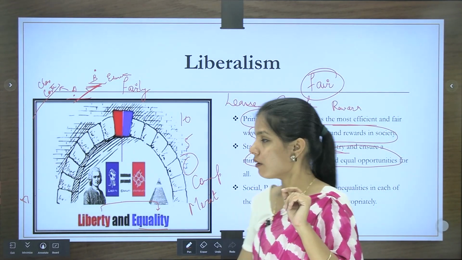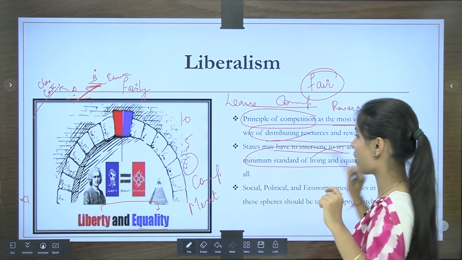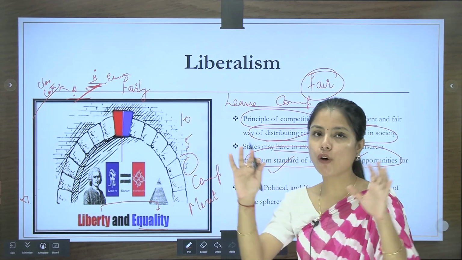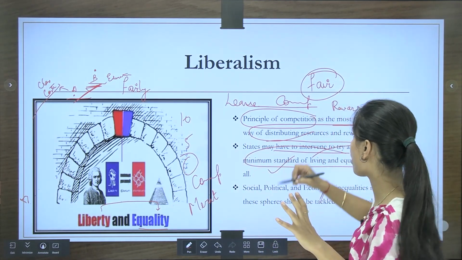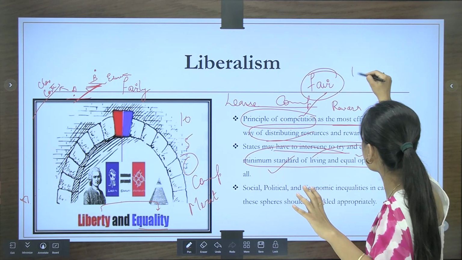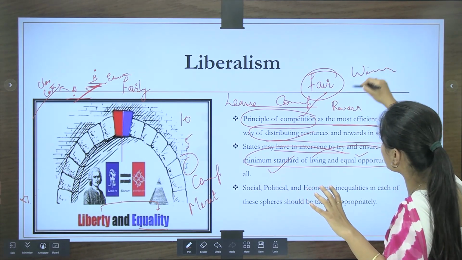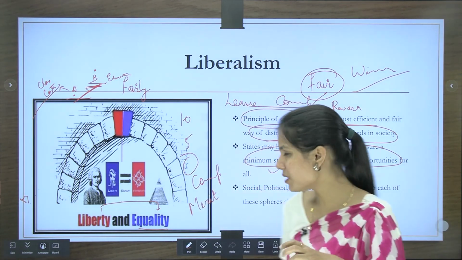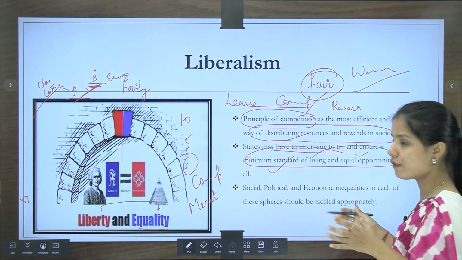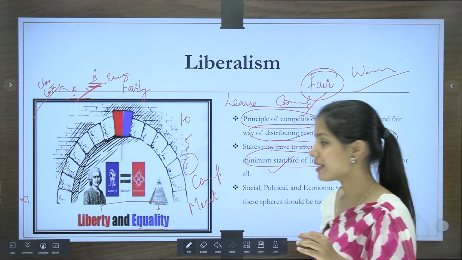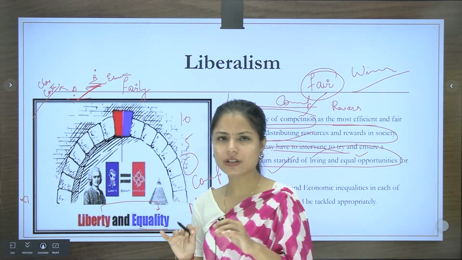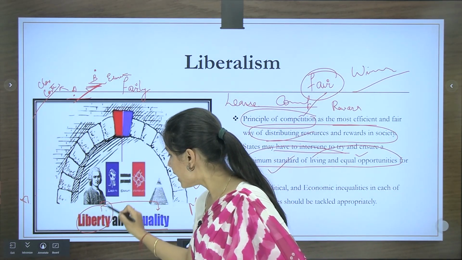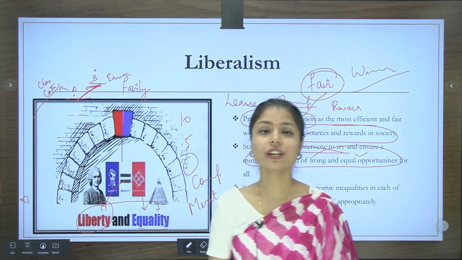Once you do that, once you provide equal opportunity to everybody, once you provide a minimum standard of living to everybody, your work is done. Now you have to let competition play its part, and whoever is the winner gets to be better in life than the others. So this is the entire idea of liberalism, and the idea says that liberty and equality are not necessarily against each other. Rather, if you bring about liberty, it will promote equality on its own.